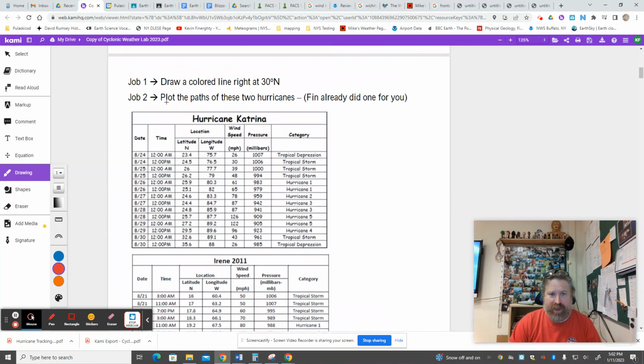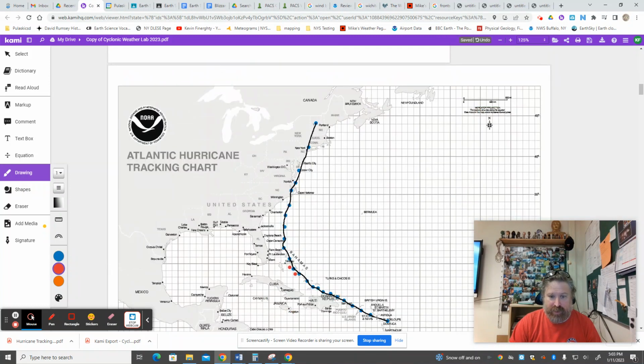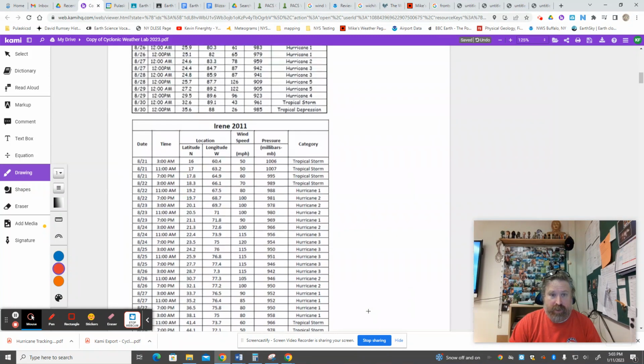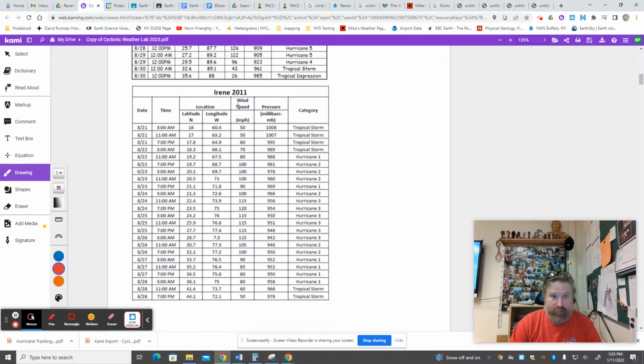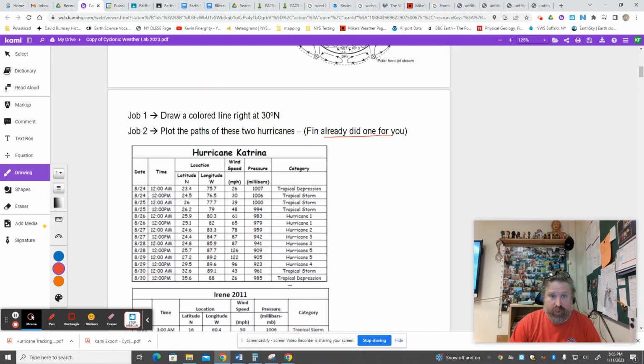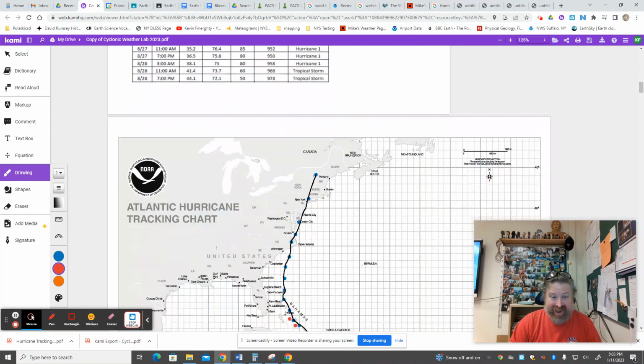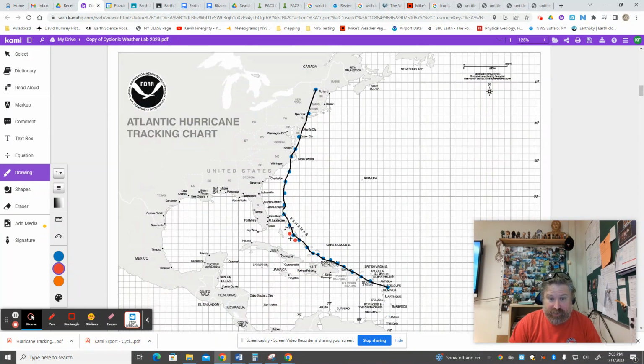Then you're going to plot the paths of these two hurricanes, and it's your lucky day because this lab was getting big. I did one for you already. So I did that one, which was Irene. I did the bigger one too. So I plotted all of those by latitude and longitude. And then you're going to do Katrina. And I even did the first two spots on that just to say, hey, let's get going.